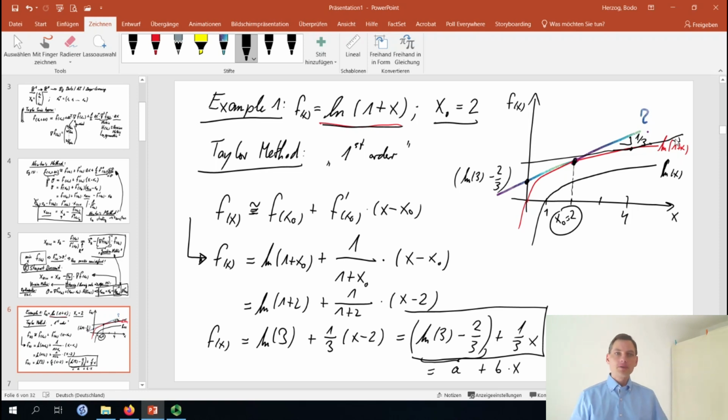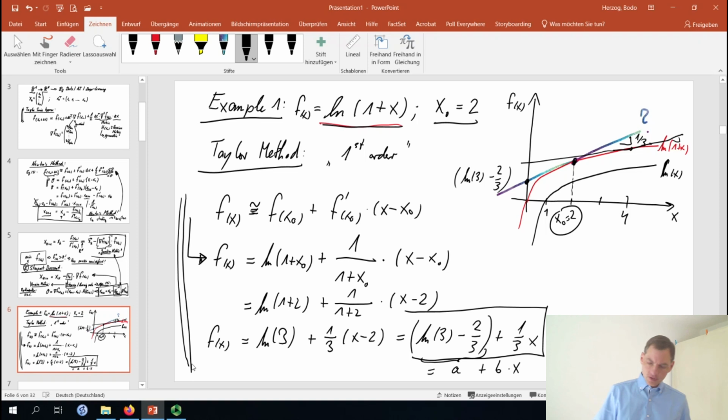You can play a little bit around, yeah, do it. That's always good to train it and to do it and use other functions. You can do it for exponential functions, for square functions, and so on and so forth. But that's the steps you have to do, and in the end you get a line, a linear function. Okay, so that's my example 1.